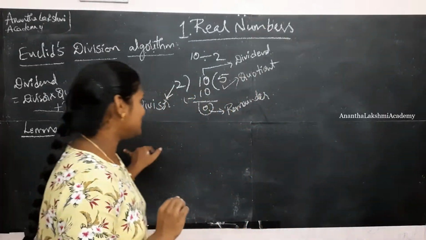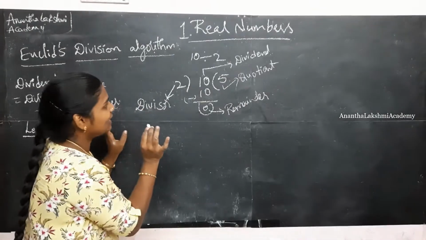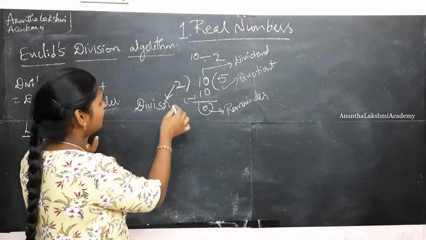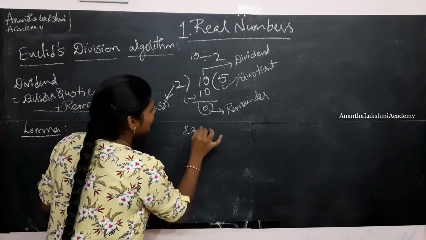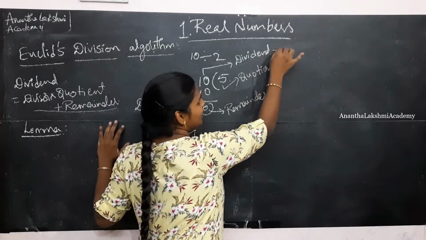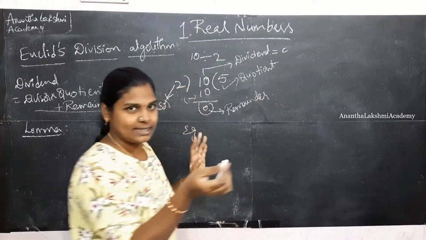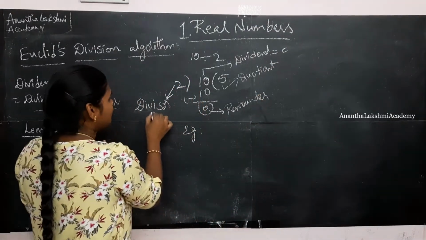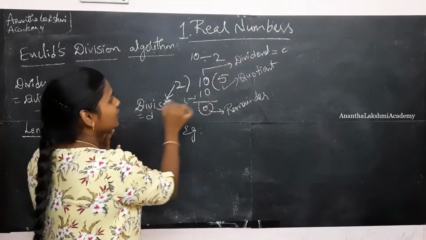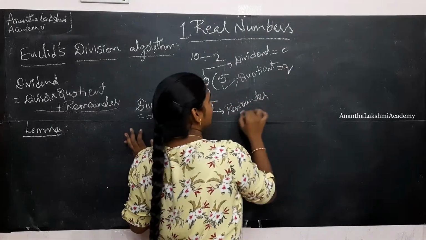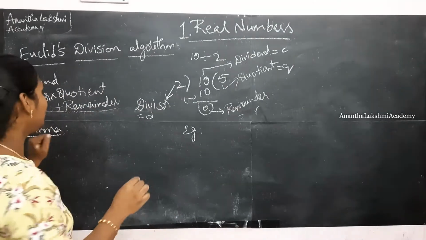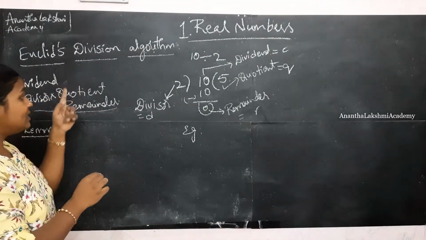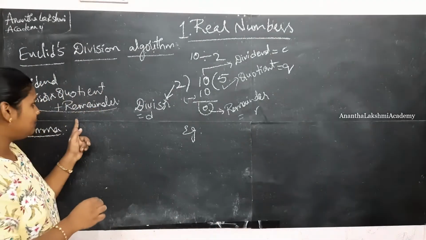So what he says is, he considers it like, let me give you an example. He considers the dividend to be C, an alphabet C, and then divisor to be D, quotient to be Q, remainder to be R. So what is our division algorithm? Division algorithm is dividend is equal to divisor into quotient plus remainder.